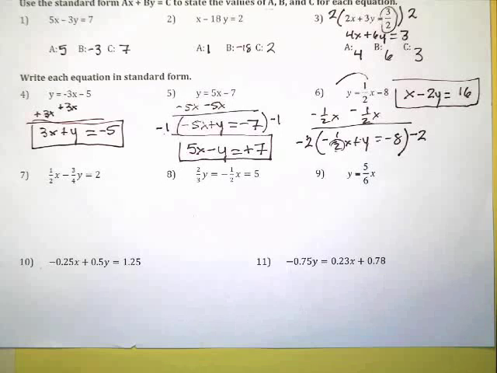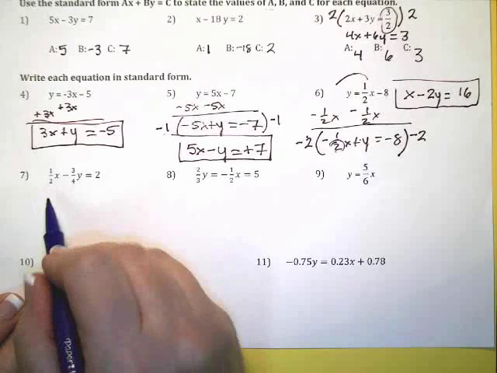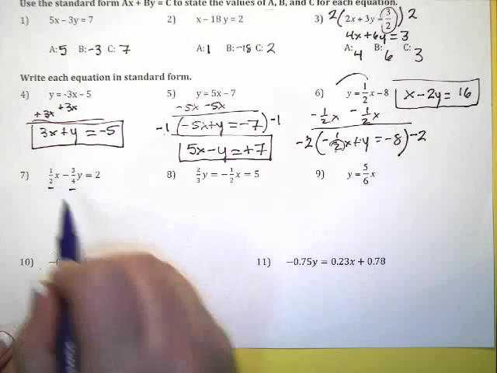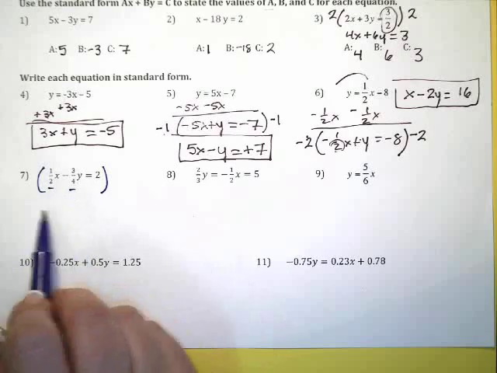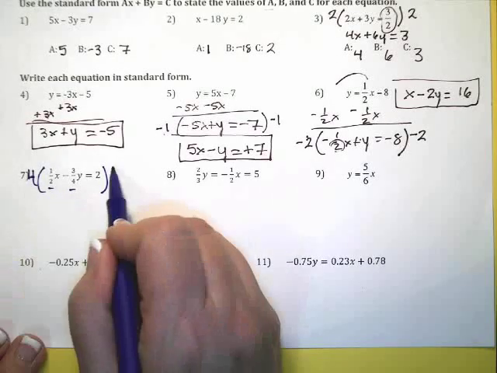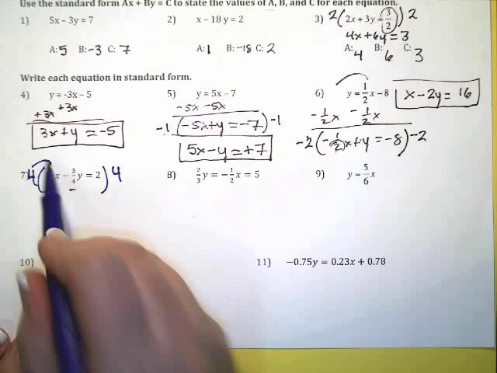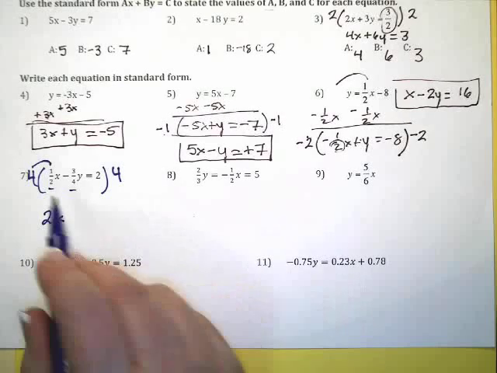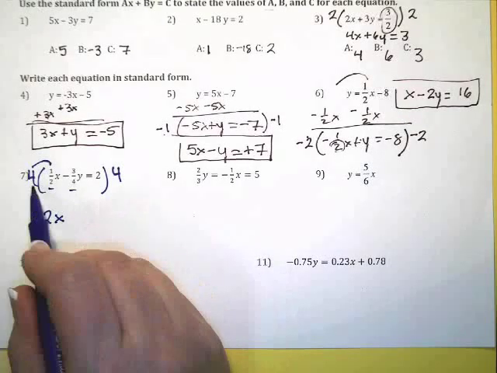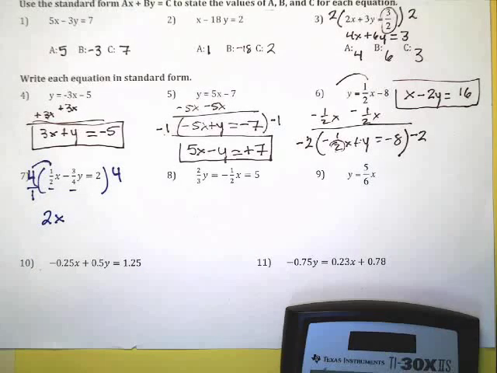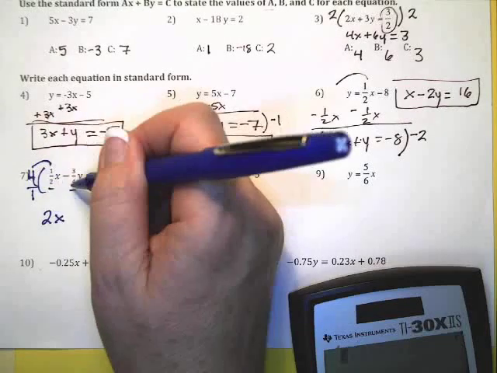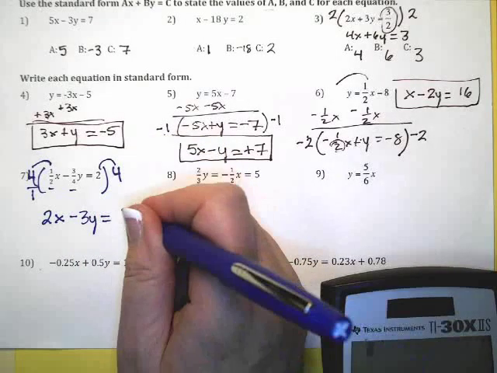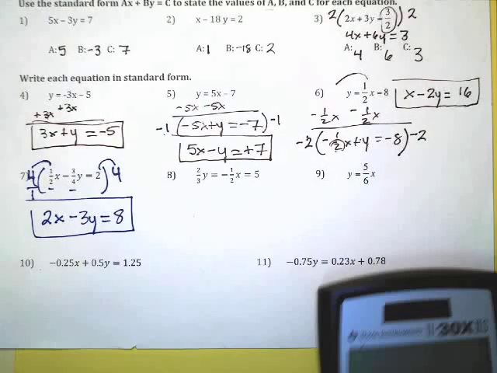So number 7 is almost in standard form, but we need to get rid of the fractions. So if we look at these denominators, 2 and 4, the least common denominator, so the smallest number that 2 and 4 will go into, is 4. So let's go ahead and multiply every term by 4. So 4 times 1/2 x gives us 2x. 4 times negative 3/4 y, and you can do this on your calculator, or you can just cancel the 4's and end up with negative 3y, and then 4 times 2 gives us 8. So now it's in standard form.